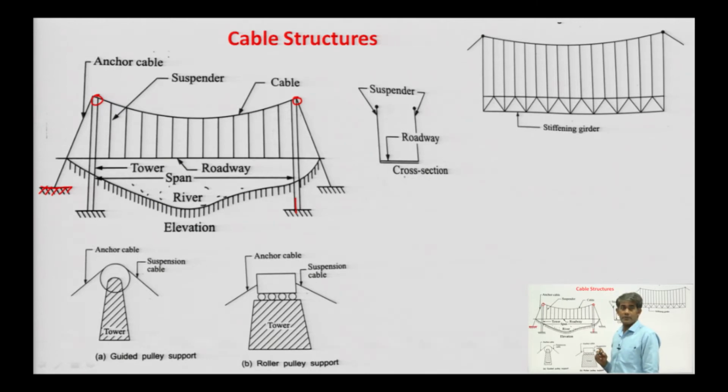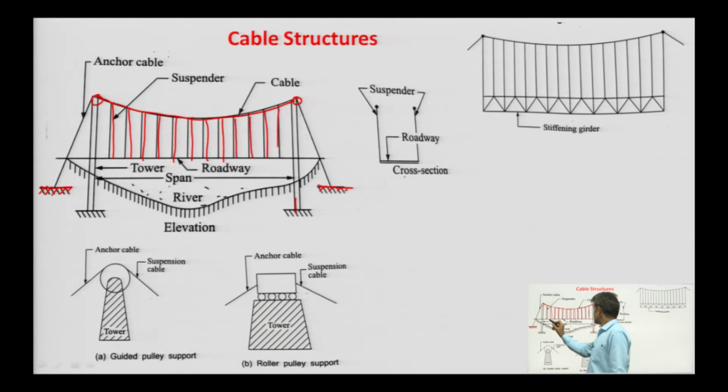place it has to be clamped, so that the load coming on this cable, through the suspenders. These vertical members are the suspenders. So, the entire load of this one horizontal member is a roadway.